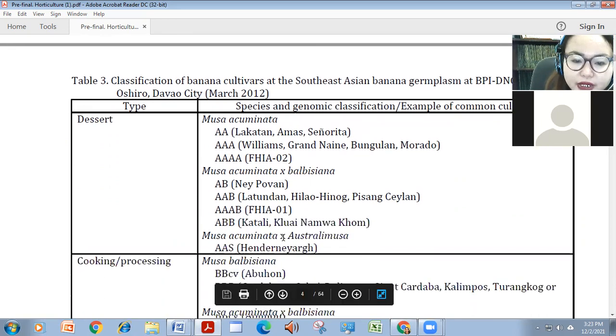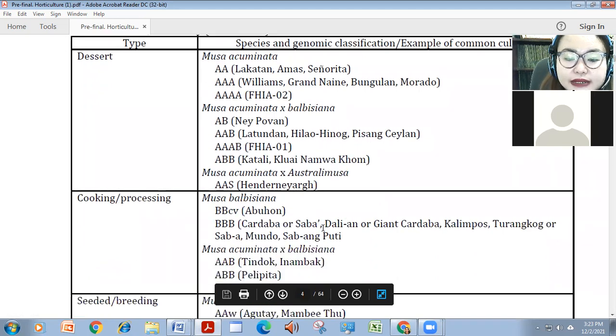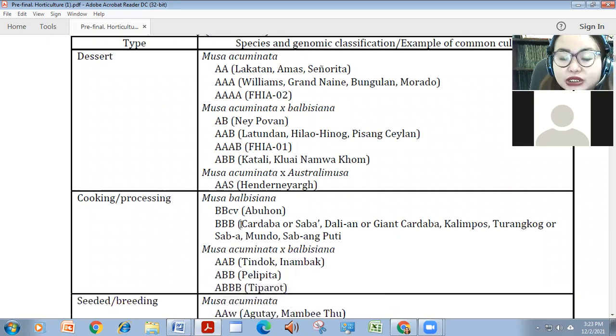FHIA-02. Yung mix naman, ang Balbisiana, the Musa balbisiana, ito yung mga group na for cooking and processing like the Cardaba, the Saba, the Lian, and so on. These are the triple B genomics, no? And we have Abuhon na double B. So ang ano nito, yung mix or cross ng Musa acuminata and balbisiana.